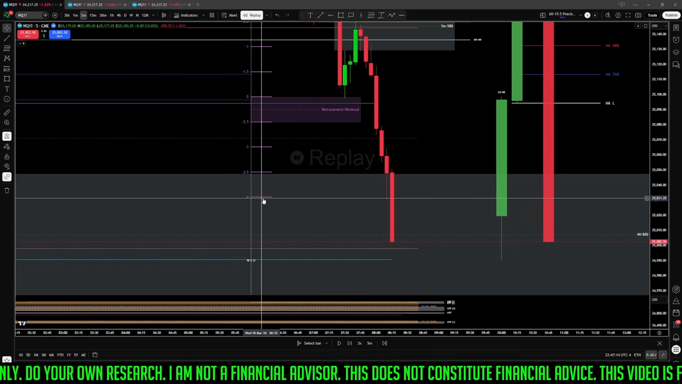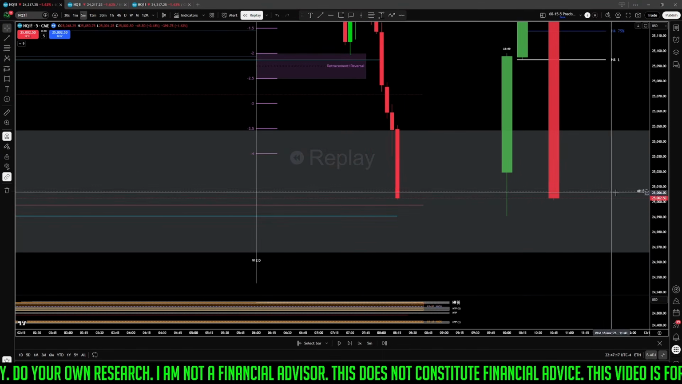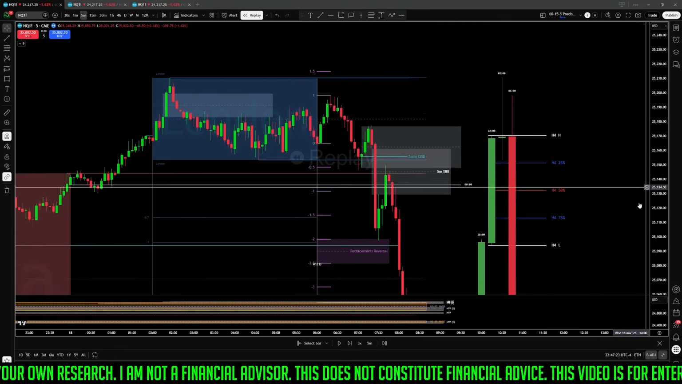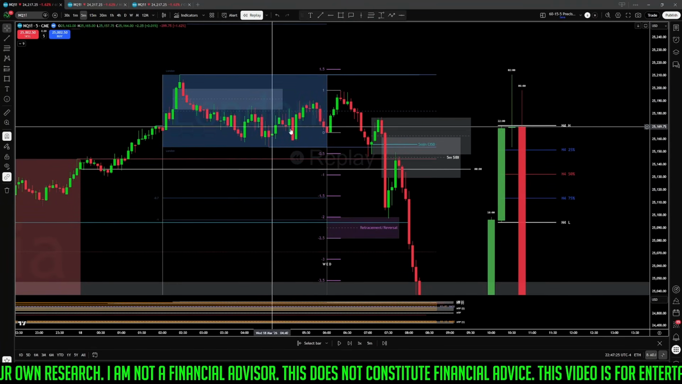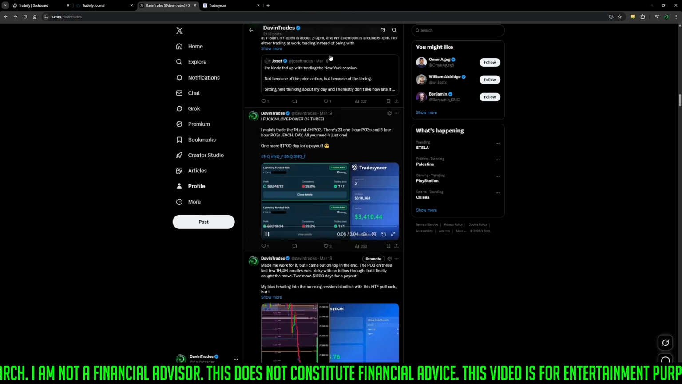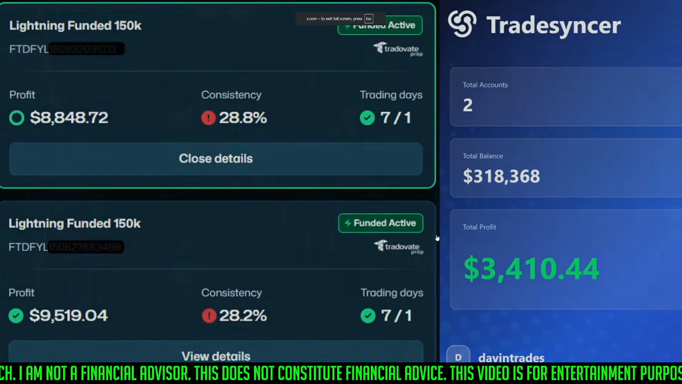We ate for the 4 standard deviation, and then we dug into the 4-hour BISI. Pretty clean setup after it got out of this consolidation. So moving forward, this was the execution I think that I took the next day.